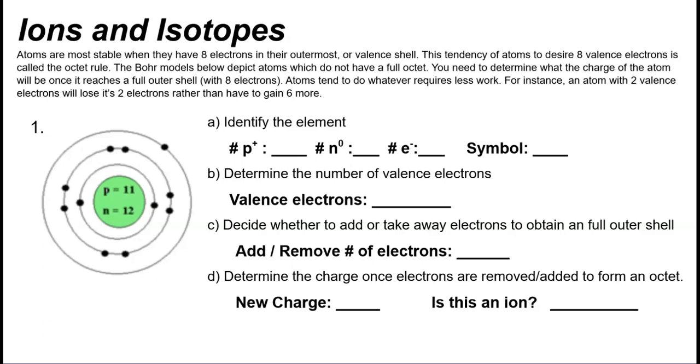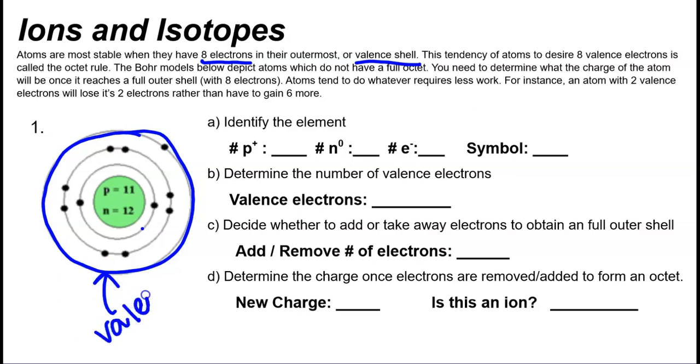Alright, so we have a paragraph of information at the top that we want to read first. It's always important to read information. It says atoms are most stable when they have 8 electrons in their outermost or valence shell. So the outermost shell, not the one all the way in, but the one that's furthest out. This is called the valence shell. Atoms are most stable when they have 8 electrons in their outermost or valence shell. This tendency of atoms to desire 8 valence electrons is called the Octet Rule. It's an important rule for us to know.